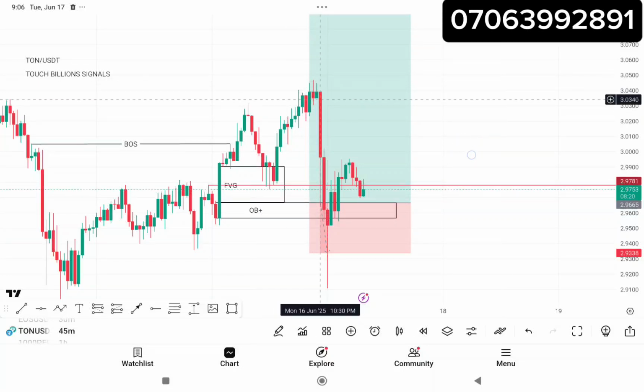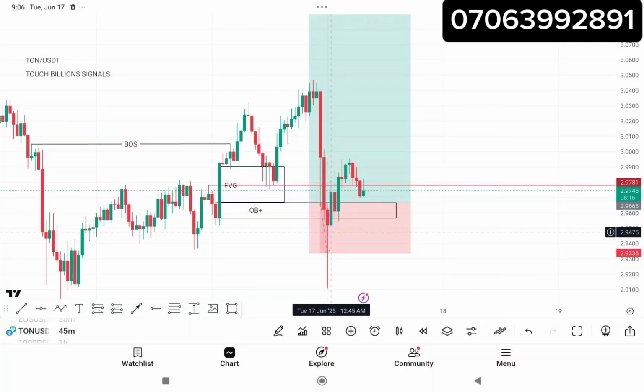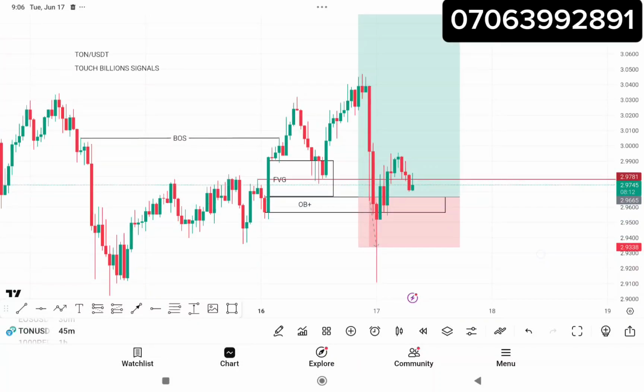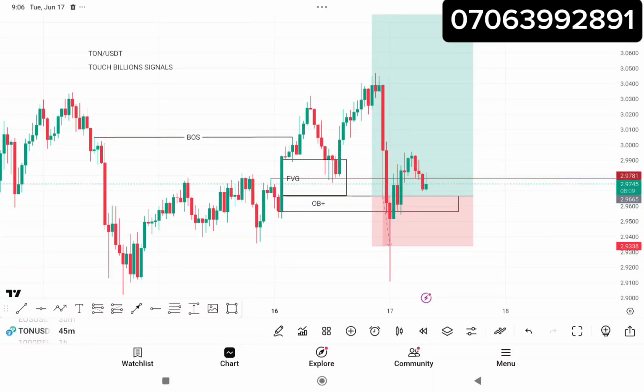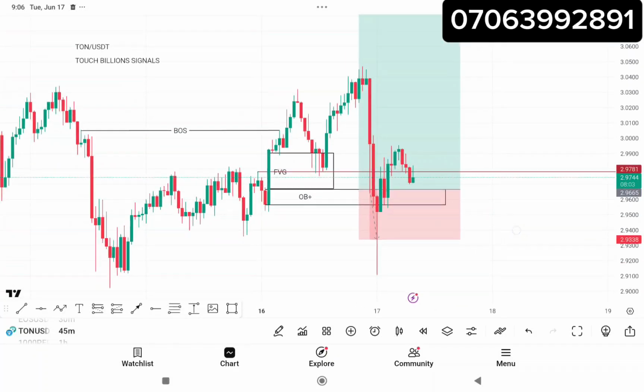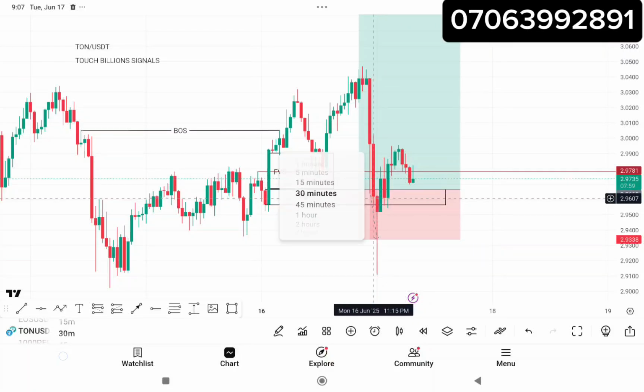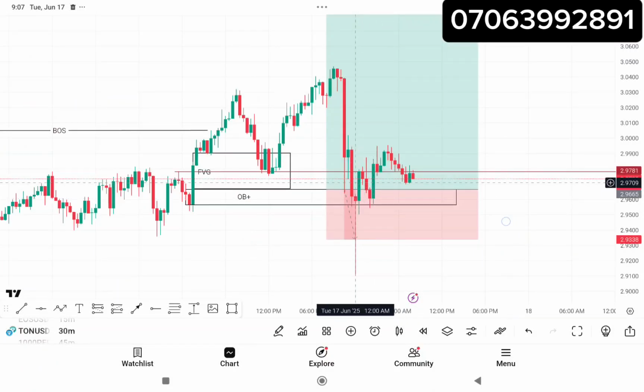So now the market came all the way down and broke the structure, came all the way down and broke. Now, what do I feel the market is going to do? This is what happened here. This trade came to this point here, and if you go to the 30 minutes time frame, you will see that this trade actually came all the way down, tapped this other block here, and went up in profits.